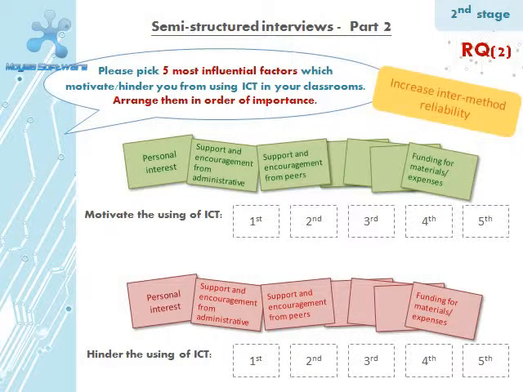As this study greatly relies on participants' self-report data, I would like to introduce another method in order to get a higher inter-method reliability of my findings. I will show some green cards and red cards to the participants and ask them to pick 5 most influential factors which motivate and hinder them from using ICT in classrooms. The items on the cards are the same as those listed in the questionnaires. This is not only for verifying data collected from questionnaires, but also facilitating our discussions with some visual hints, especially when we touch the part of comparing the differences and similarities of the factors chosen under 2 circumstances.